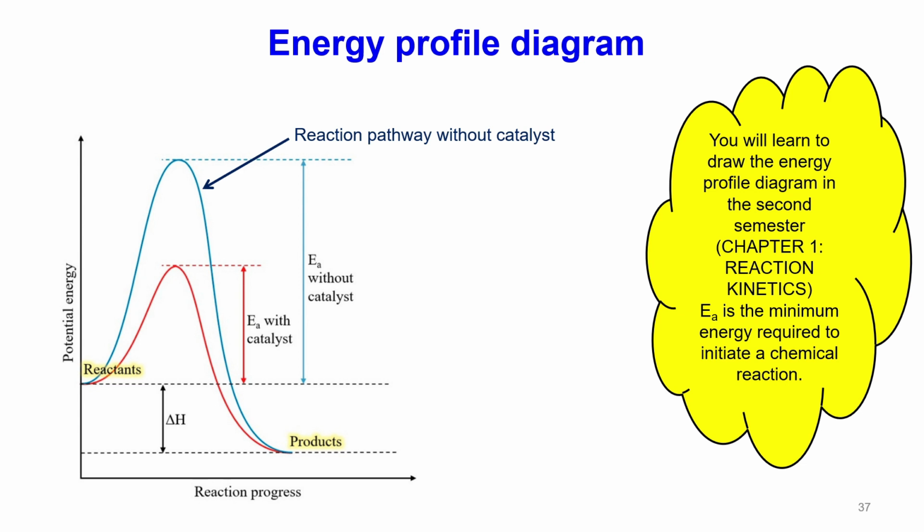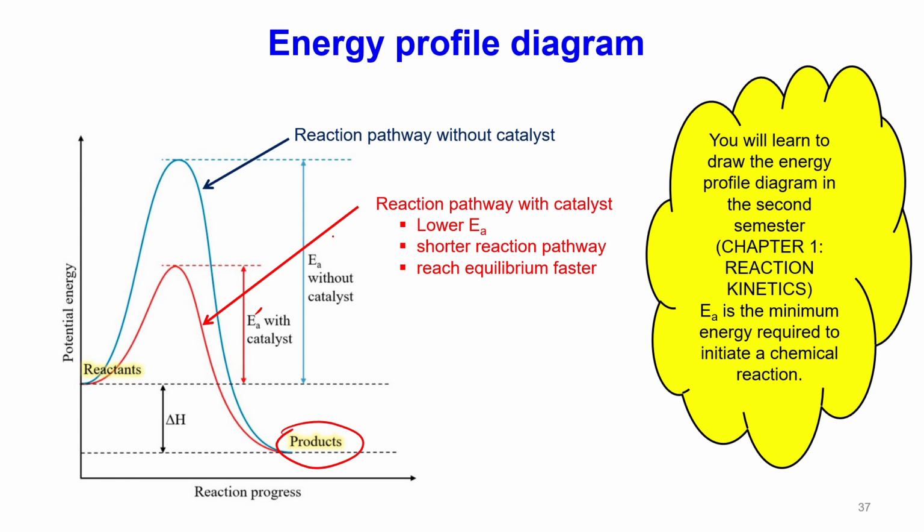Because the product form is the same. Okay, product adalah sama. So this one is EA prime, this is EA. So reaction pathway with catalyst will have a lower activation energy and a shorter reaction pathway which reach equilibrium faster.